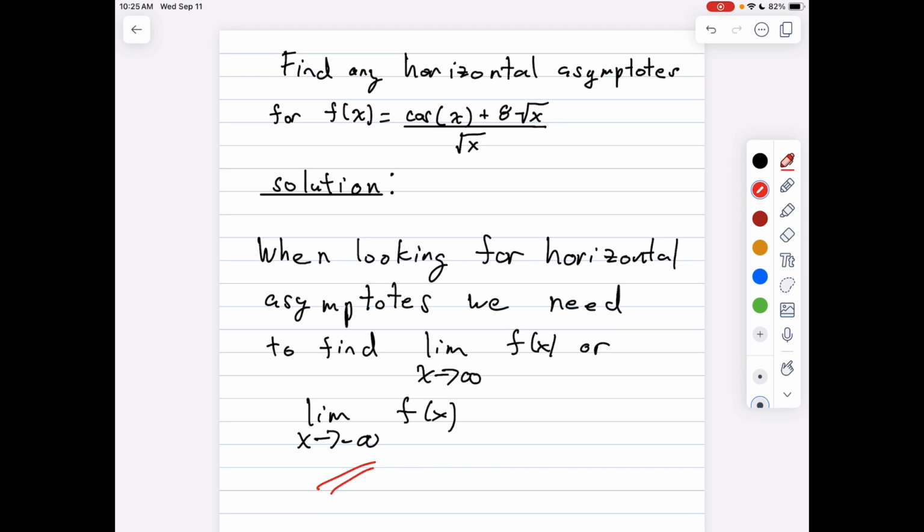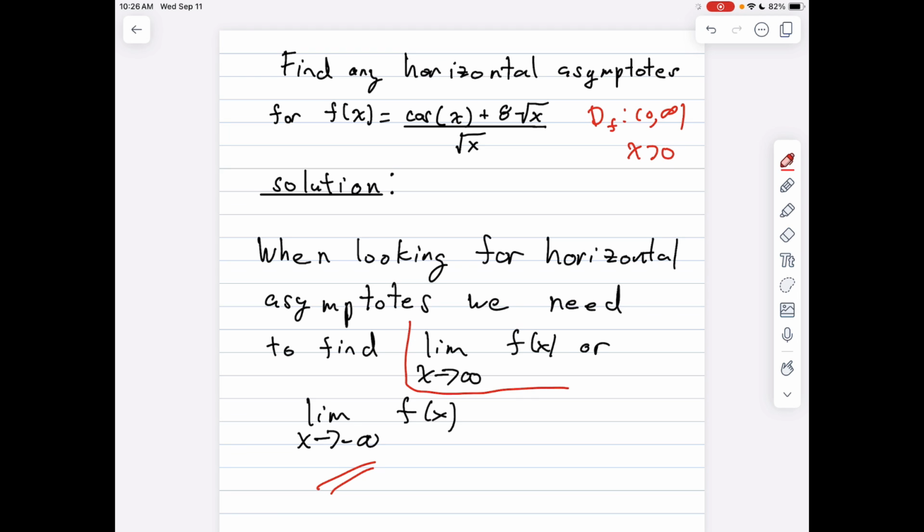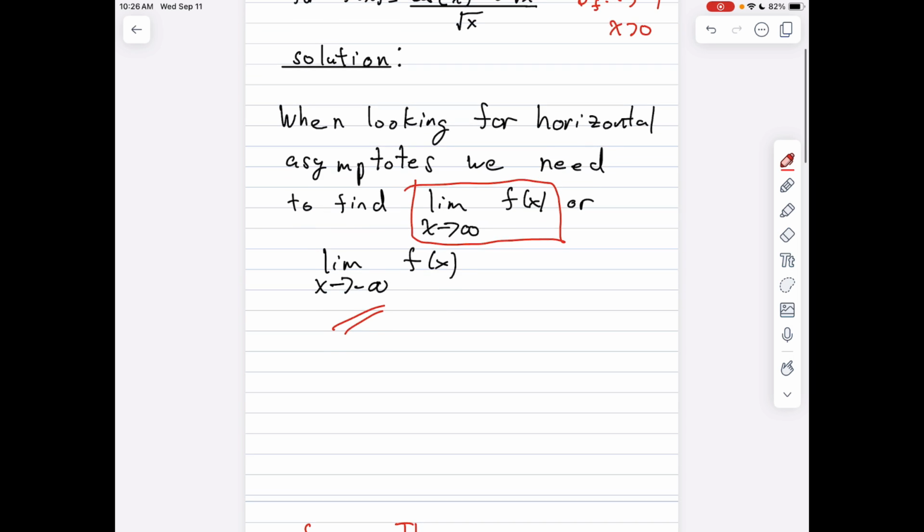because of our domain restriction. Another thing about the domain restriction is that you can't actually plug 0 into this function, because if you plug 0 in, the denominator would be undefined. So your domain here, let me just write it out, for this function would be 0 to infinity, or we prefer to say x greater than 0. So the only type of horizontal asymptote we can look at is by taking the limit as x goes to infinity. There are no other restrictions on our domain except for x is greater than 0. All right, so let's go ahead and take a look at that limit here.